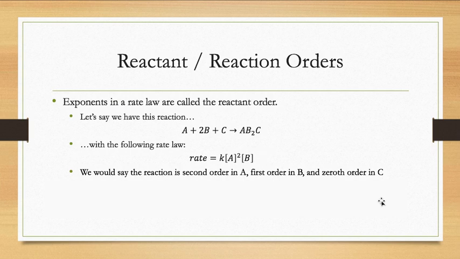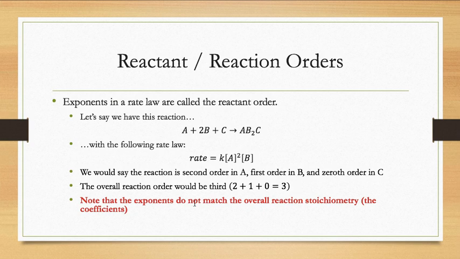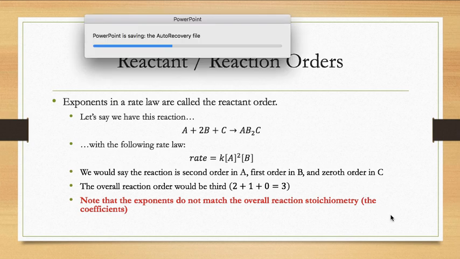If you imagined having C to the 0th power, that would just be 1, and it wouldn't affect rate at all. We could also calculate the overall reaction order, which is just the sum of each of the individual reactant orders. So 2 plus 1 plus 0, we get 3. Note that the exponents do not match the overall reaction stoichiometry. It was A squared, even though the coefficient of A here is 1, and B to the first power, even though the coefficient of B here is 2. We'll get to why that is later.